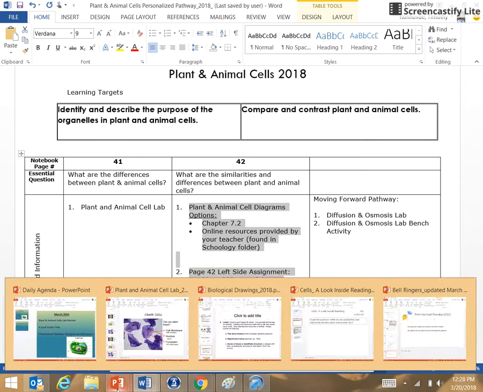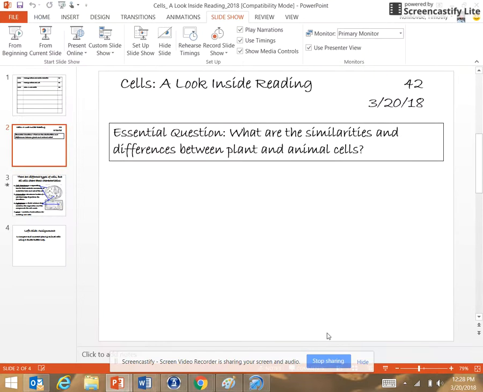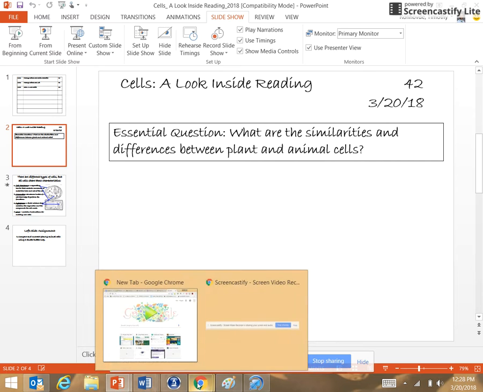So we set up your notebook entry. The question was, what are the similarities and differences between plant and animal cells? It's the same question as last time. And this time you got two cell diagrams. They are not in Schoology yet, but I'll add those later. And you use the textbook or some online resources to label them.